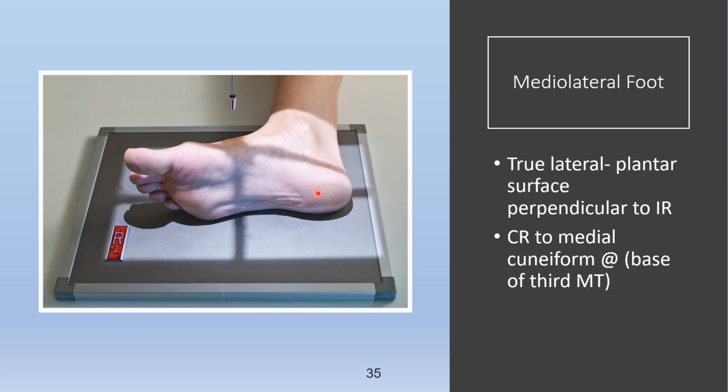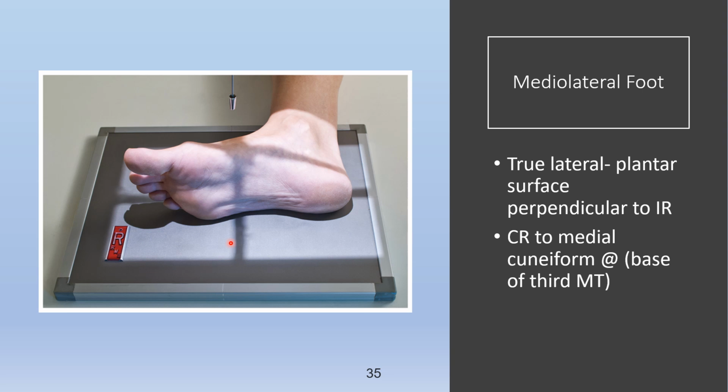If they're able to, you'd want to dorsiflex the foot because your goal is to get the plantar surface perpendicular to the IR. So this is the plantar surface. If you struggle with that, just think of plantar warts, which are typically on the bottom of the foot. So this is dorsum up here, plantar surface here, and you want this surface perpendicular to the IR. You don't want to over-rotate the foot. And the central ray on this is directed to the medial cuneiform.